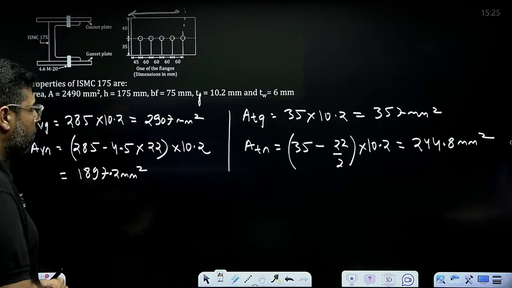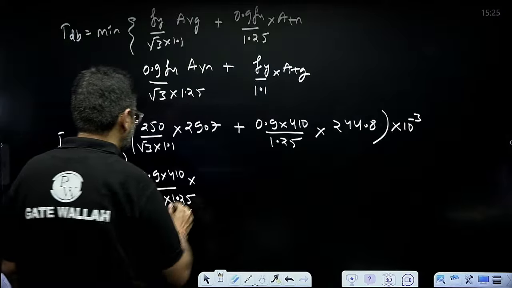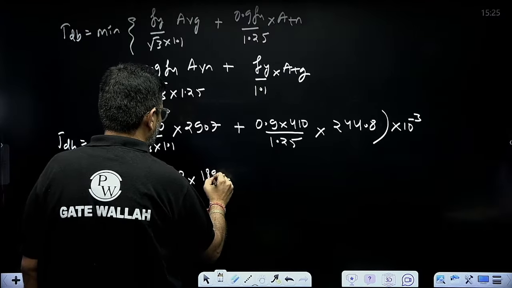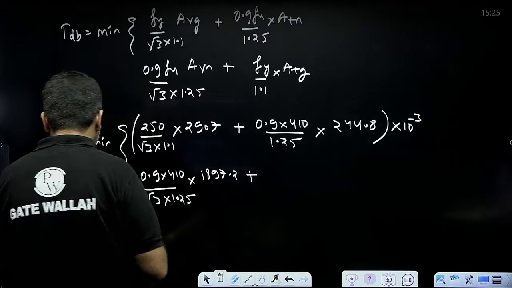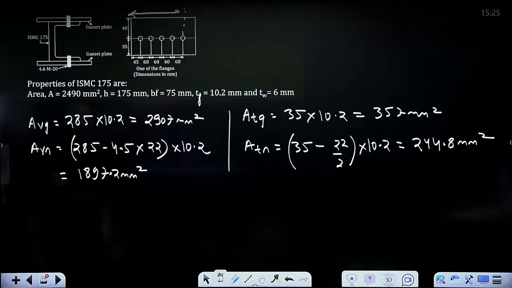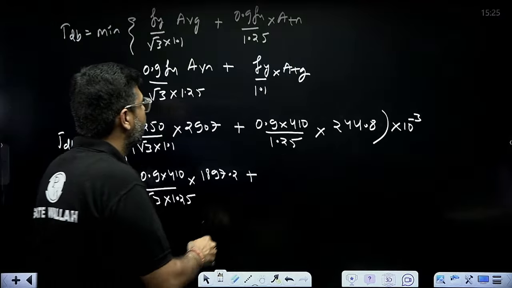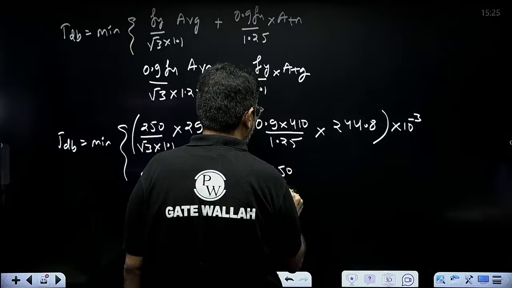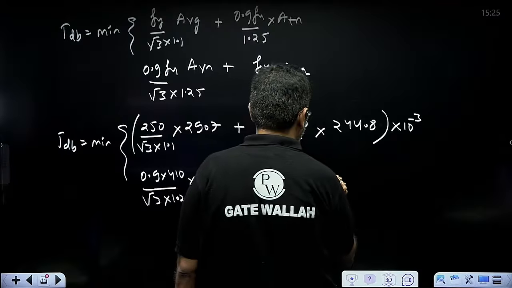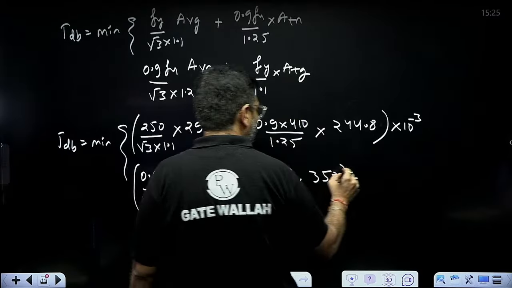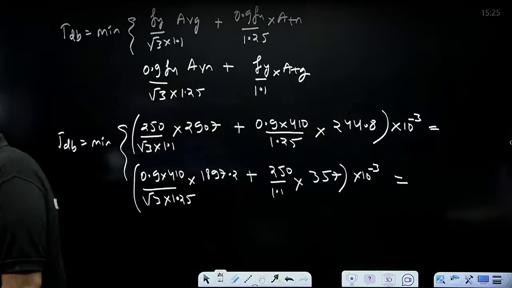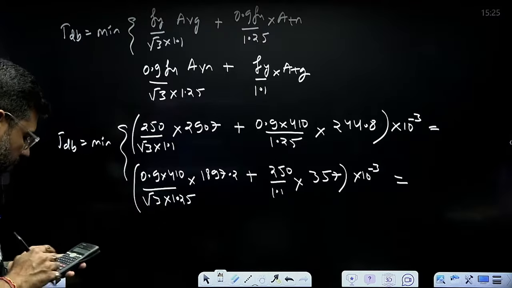AVN 1897.2 plus Fy, that is 250, ATG is 357. Minimum of the two values you will take. Tell me what values you are getting in both the cases. Please solve it with me. Solve it, please.